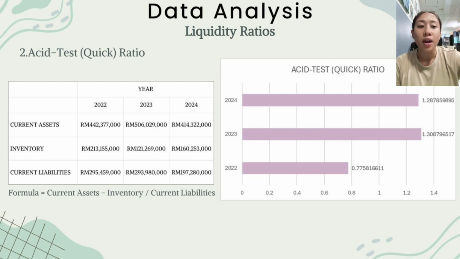Hence, this means in the year 2022, the firm has only 0.78 ringgit in current asset after deducting inventory to cover every 1 ringgit in the current liabilities. This means in the year 2022, the firm was unable to use current assets to cover their current liabilities.